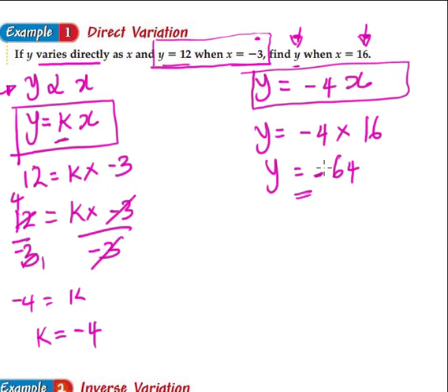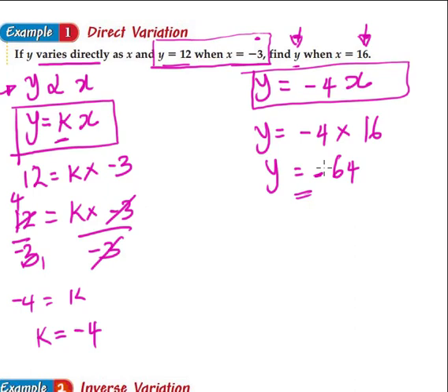Now the next type of variation I'd like to talk about is the inverse variation. For direct variation, one quantity is increasing as the other quantity is increasing. But for inverse variation, the case is a bit different. For inverse variation, as one quantity is increasing, the other quantity is decreasing. A very good example is speed and time. So let's say I'm going to my house.